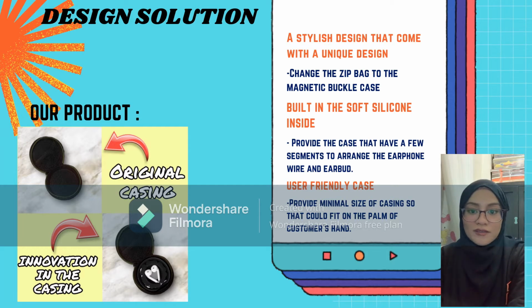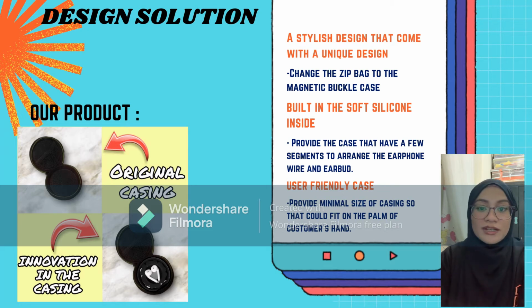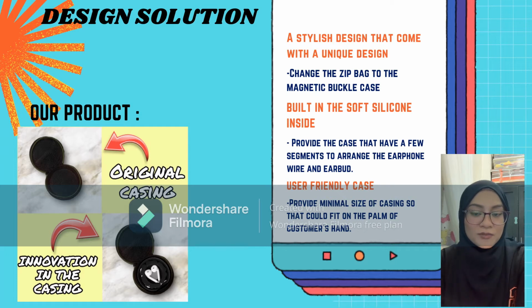In the bottom left of my slide, as you can see, is our rough image of the design that we are creating. The original casing is empty, and in the innovation casing, we plan to place a built-in silicone, which will make it easier for consumers to protect and wrap their earphones. I won't say much about this design because in the upcoming slide, my fellow team member Ali will be explaining our product in more detail.